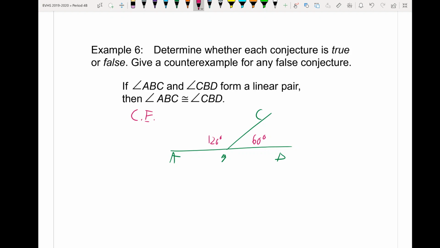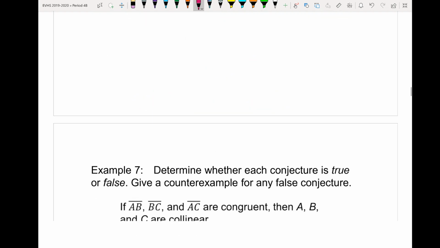Now, here's what's important there. The counterexample must satisfy the if portion. We'll talk more about the if portion in a second. But ABC and CBD form a linear pair. Do these two form a linear pair? Yes, they do. If they did not form a linear pair, you could not use them as a counterexample. They must meet the first condition and disprove the second. All right.